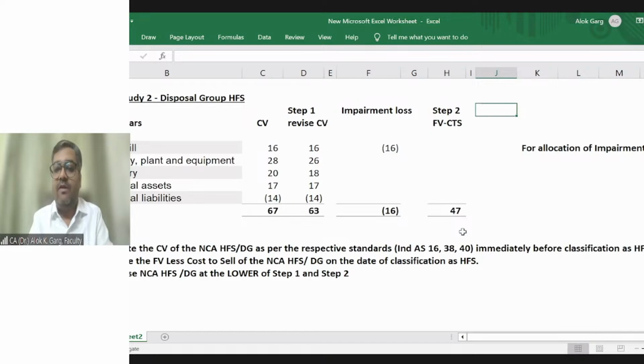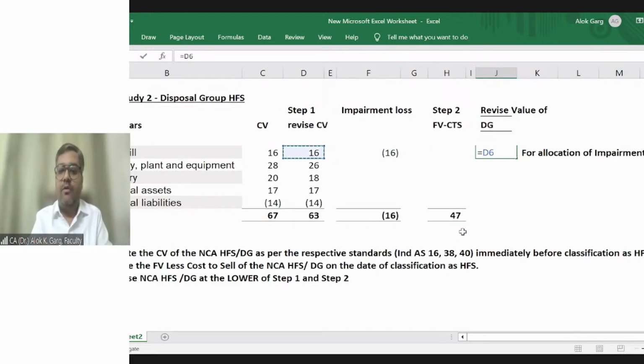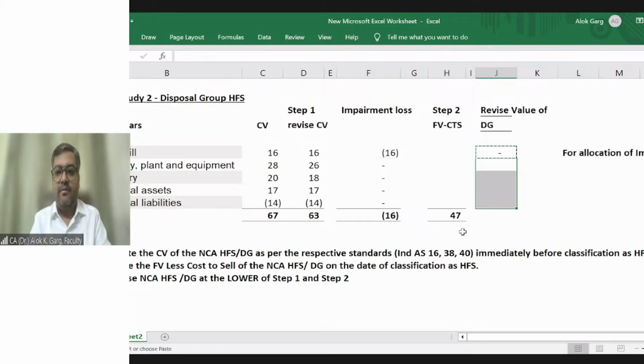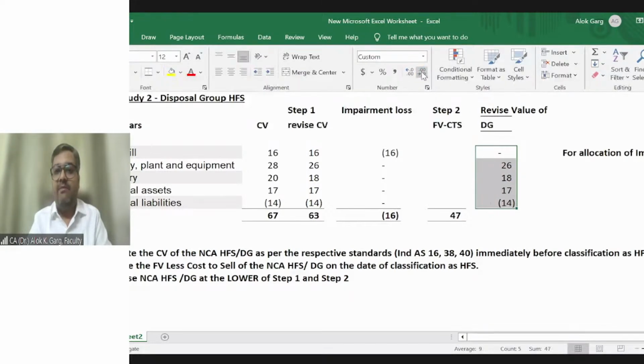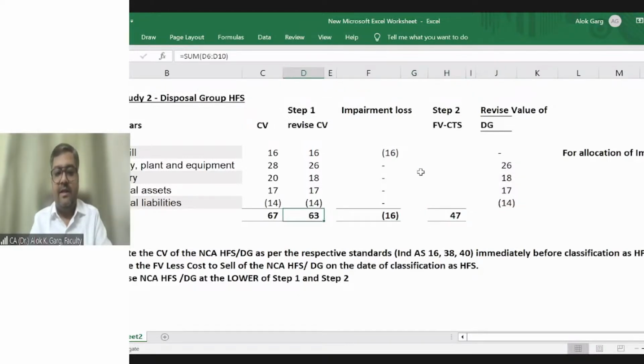So what will be the revised value of the disposal group? My goodwill will be no more, it will become zero. What is the value of PP? There is no impairment on PP because the total is only 16 million. The PP, inventory, financial assets and financial liabilities values will be the same, because the entire impairment loss will be exhausted with the goodwill. This is the total of 47, the breakup of the value of the assets and liabilities of the disposal group. I hope everyone is able to understand this part.